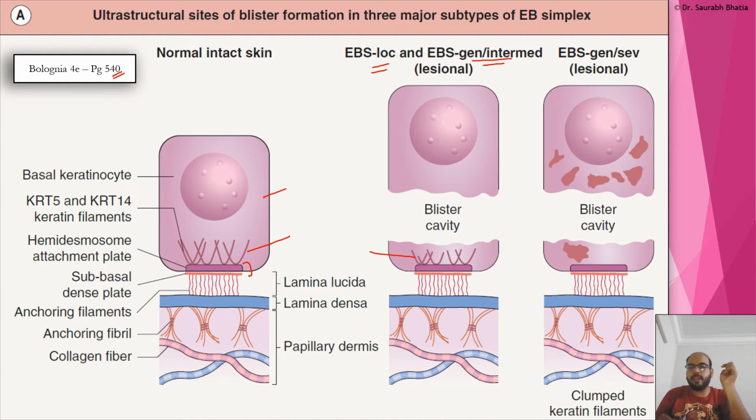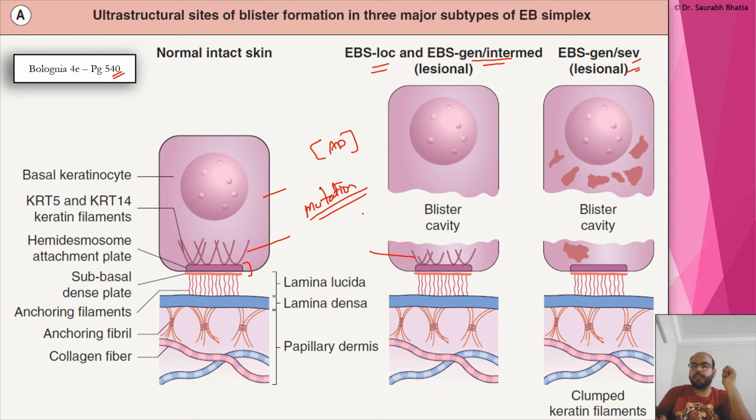The keratin filaments are deficient. They are deficient, or a better word instead of deficient would be mutated. So there is mutation, an autosomal dominant mutation in the keratin filaments. Okay, autosomal dominant. Predominantly, there are recessive forms of EBS simplex, and these are the distal cavity.